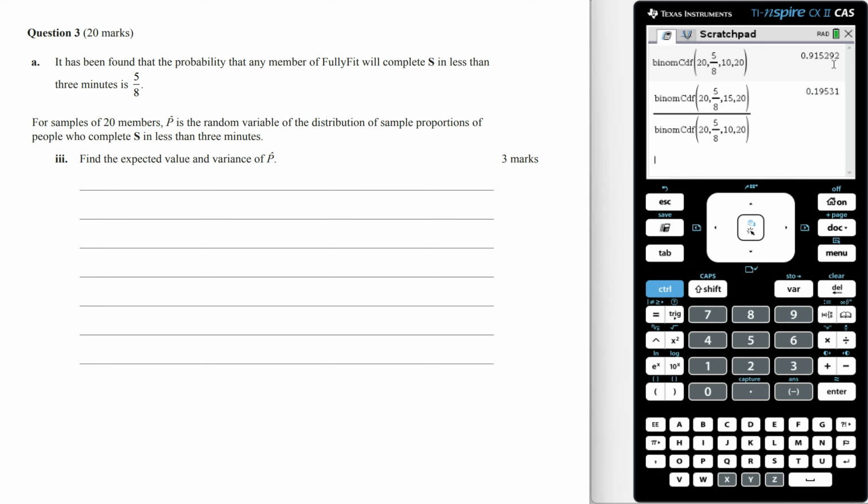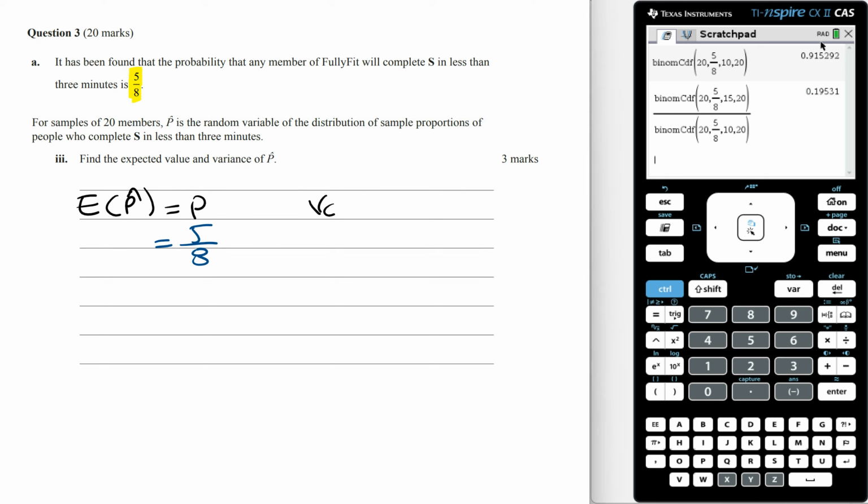The expected value of p hat is equal to p, where p is the population proportion. In other words, the proportion of the population that completes S in less than 3 minutes. And we're told that this is 5 over 8. And so this is going to equal 5 over 8.